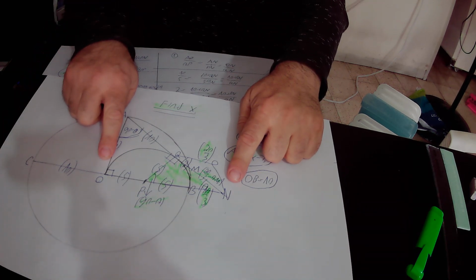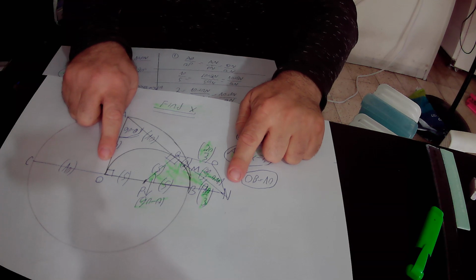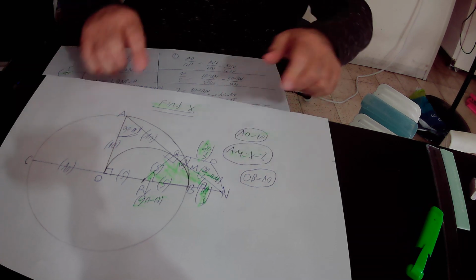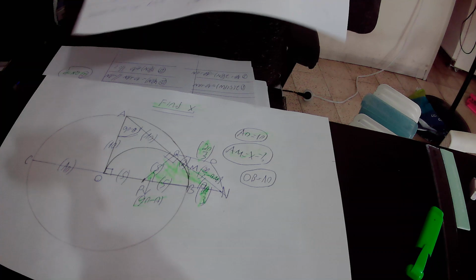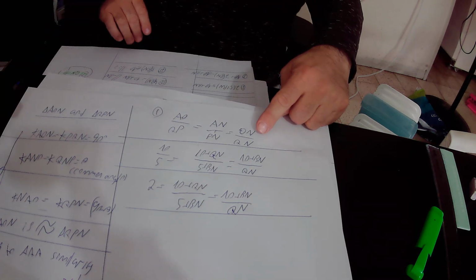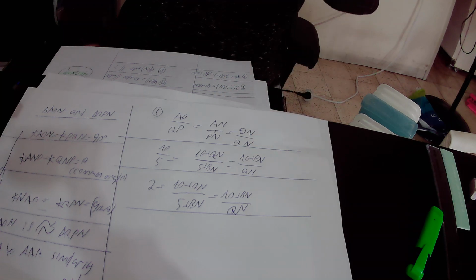ON equals OP plus PB plus BN. That is to say, ON equals OP, that is 5, plus PB, that is 5, plus BN. So ON equals 5 plus 5, that is 10, plus BN. So in total, ON equals 10 plus BN. Here, ON equals 10 plus BN divided by QN. QN is the missing side, so we leave it as it is.